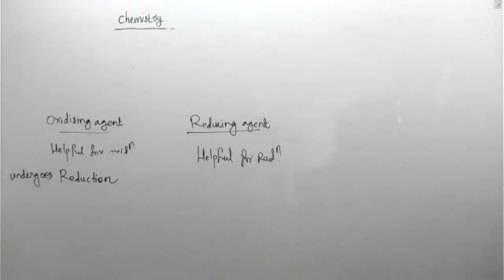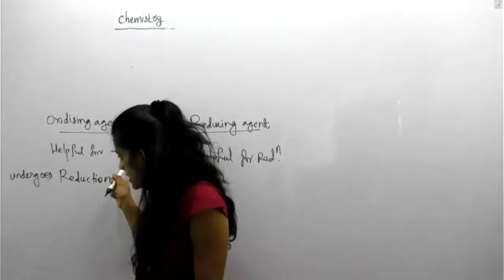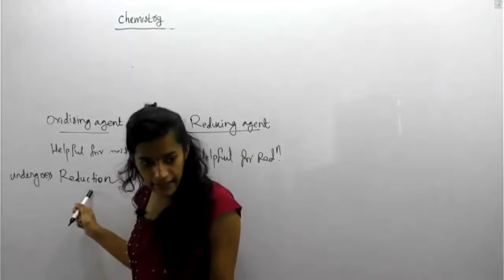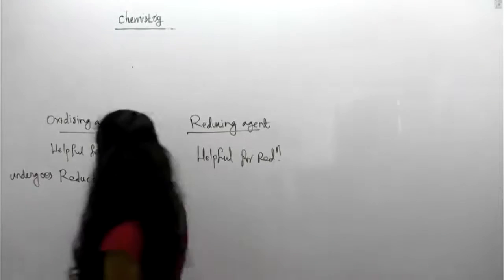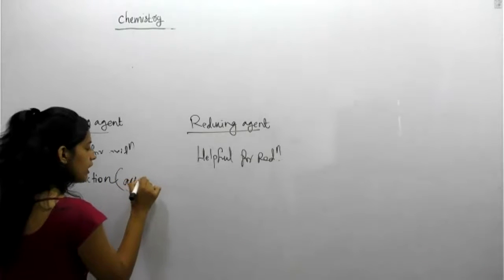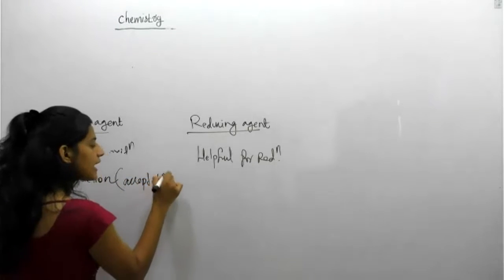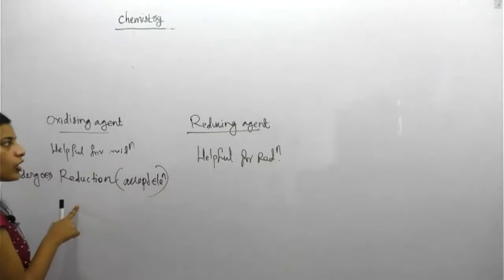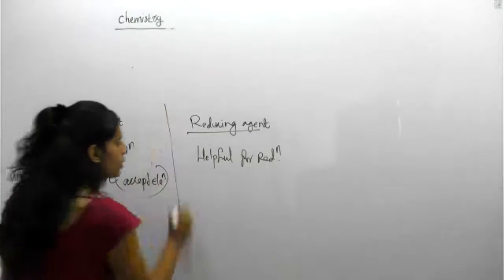Is it correct or not? Tell me, yes or no? I am checking your understanding. The oxidizing agent is helpful for oxidation, but it undergoes reduction. Is it correct? Yes, because it has a tendency to accept electron, and the term reduction is for accepting electron. So everything is matching. Okay, no problem.